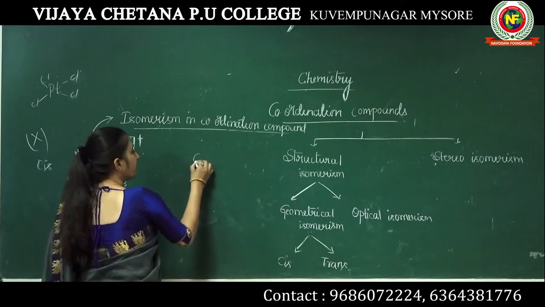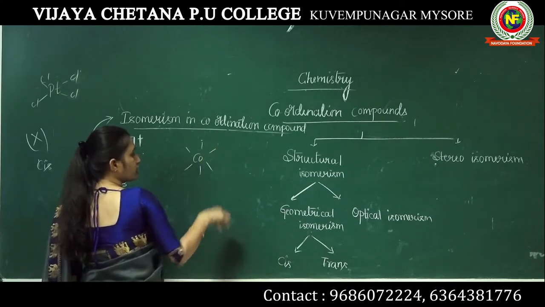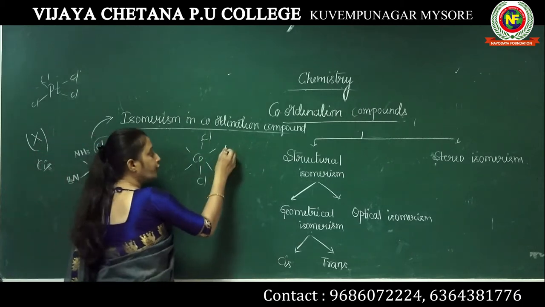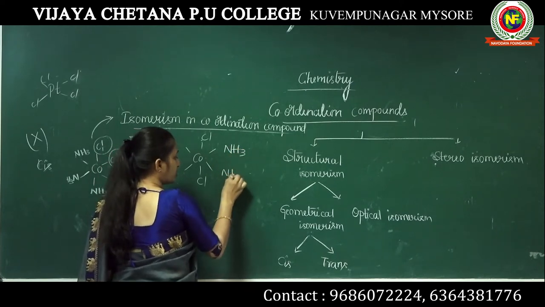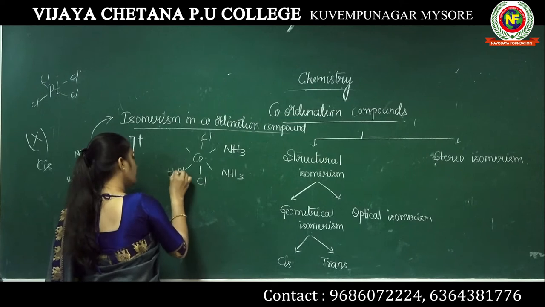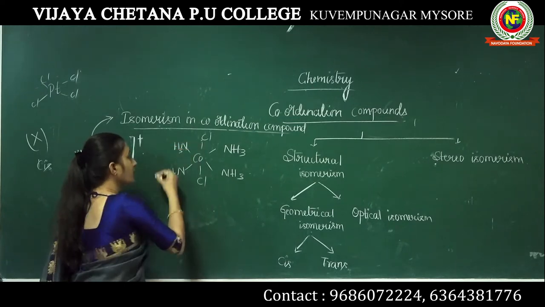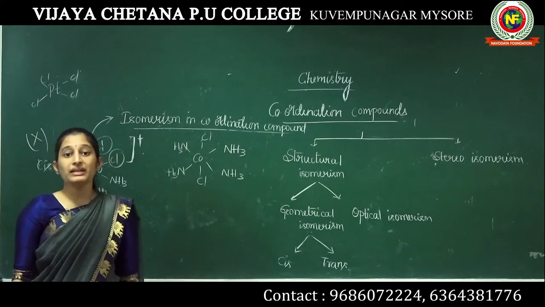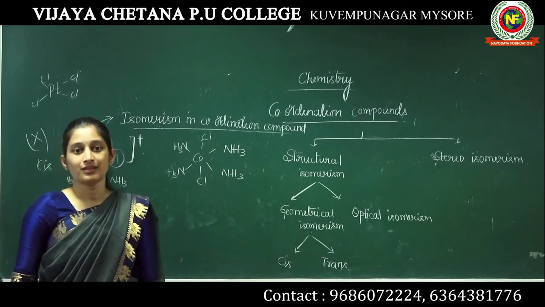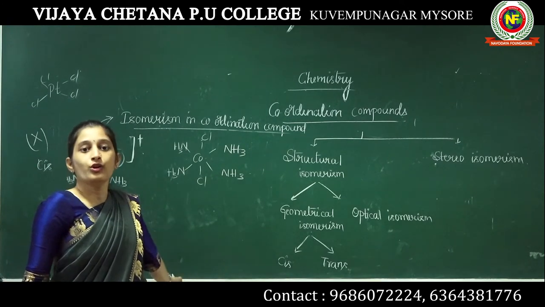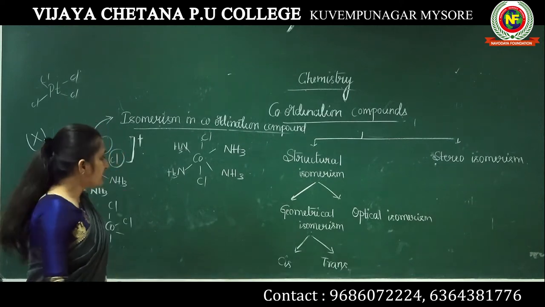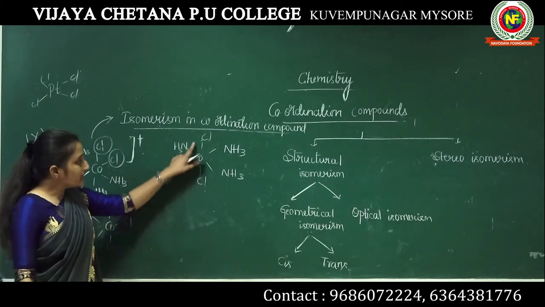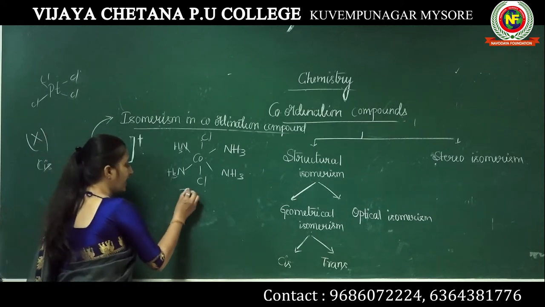How to write for trans? Co, coordination number 6, Cl, Cl, remaining 4 NH3. You can ask, ma'am, here also NH3, NH3 are adjacent. But here the majority is 4 ammonia, and at least one is chloride. See, both the chloride groups are opposite. If both the groups are opposite, it's nothing but trans.